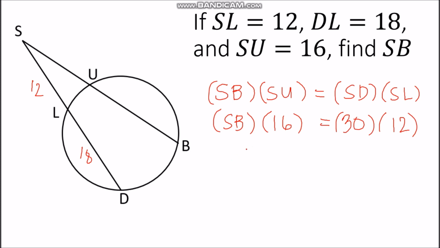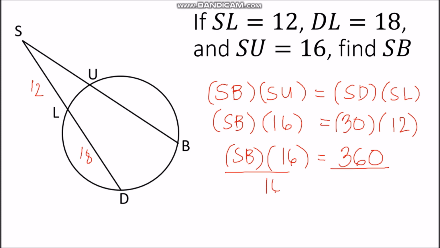Simplify everything. So we have here SB times 16, then 30 times 12 is 360. Then to solve for SB, just divide both sides by 16. This will be cancelled. Then we have SB, which is 22.5 units.